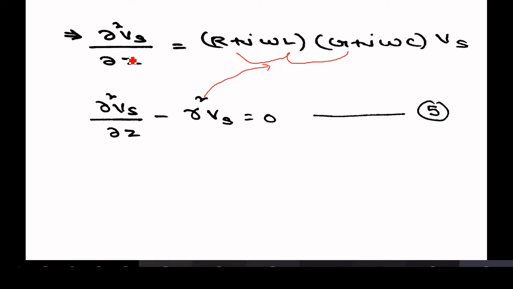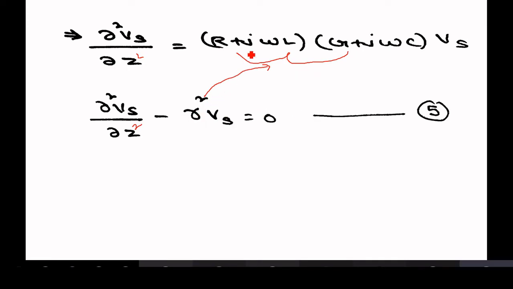So this is the equation that we have. Here also square should be there: dou square Vs by dou Z square. So take this term to the left hand side, and this entire thing R plus j omega L into Z plus j omega C we have represented in terms of gamma square. Let us call this equation 5.